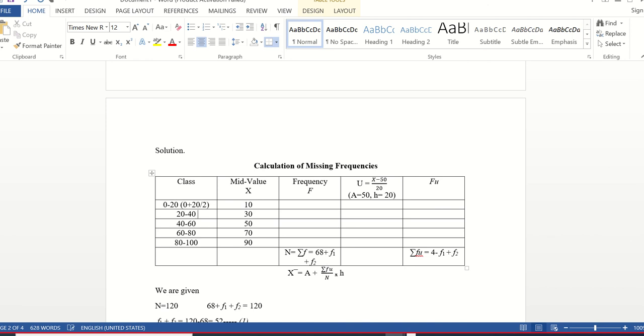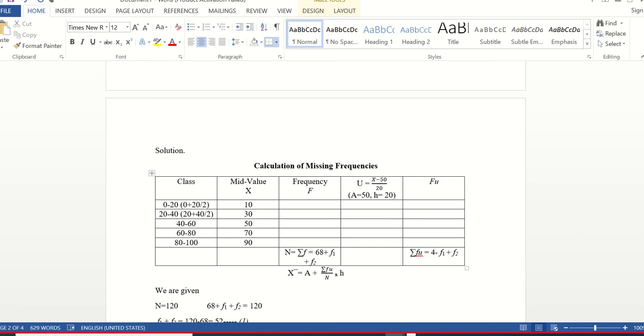And similarly, we have calculated the mid value for the subsequent class intervals. So 20 to 40, what will we do? 20 plus 40 divided by 2. So 60 divided by 2 is 30. And similarly, we have calculated mid values for the rest of the class intervals.